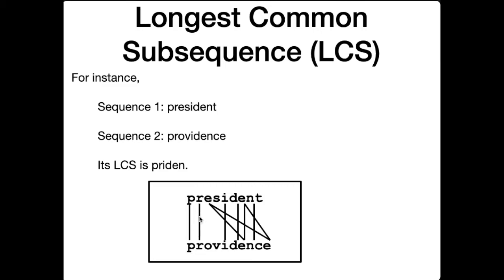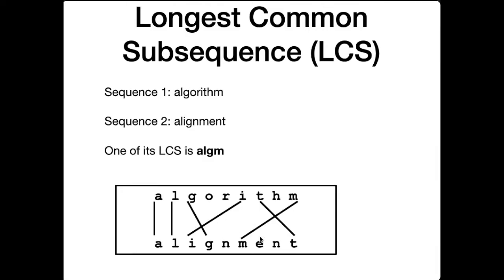So, if we look at PRIDEN, it does not intersect. Another example is algorithm and alignment. One of its LCS, and there can be multiple subsequences with the same length, is ALGM. So, if we look at ALGM, another longest common subsequence is ALGT. Another common subsequence is ALIT or M. There is a dynamic programming approach for this.